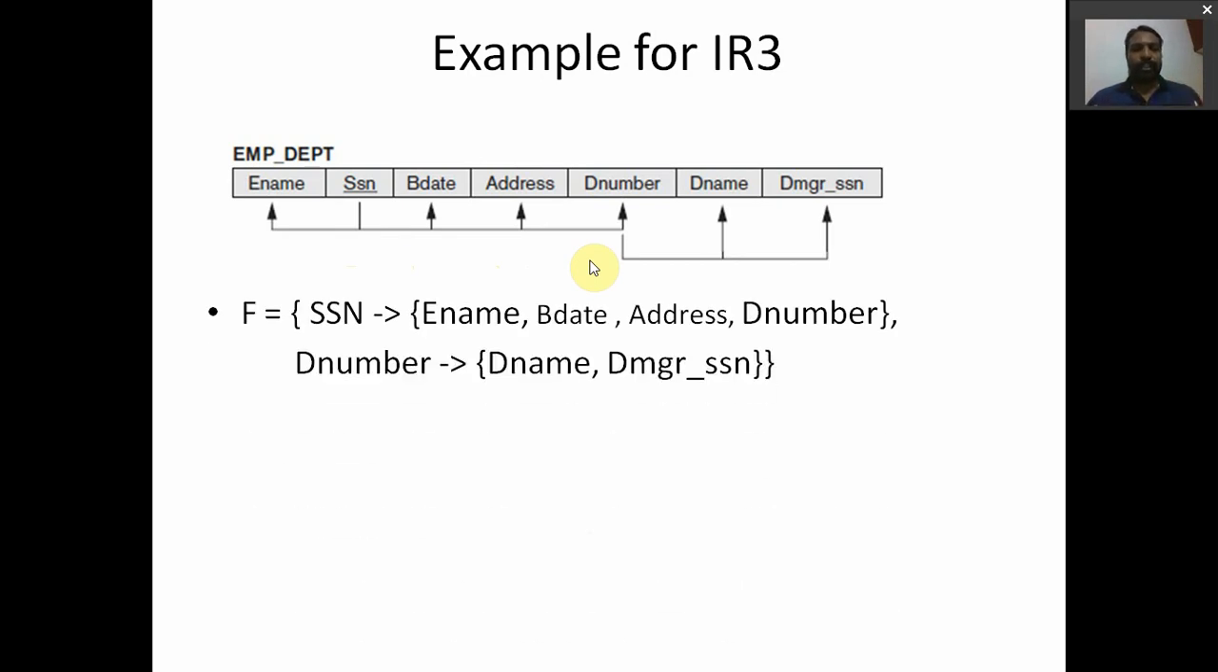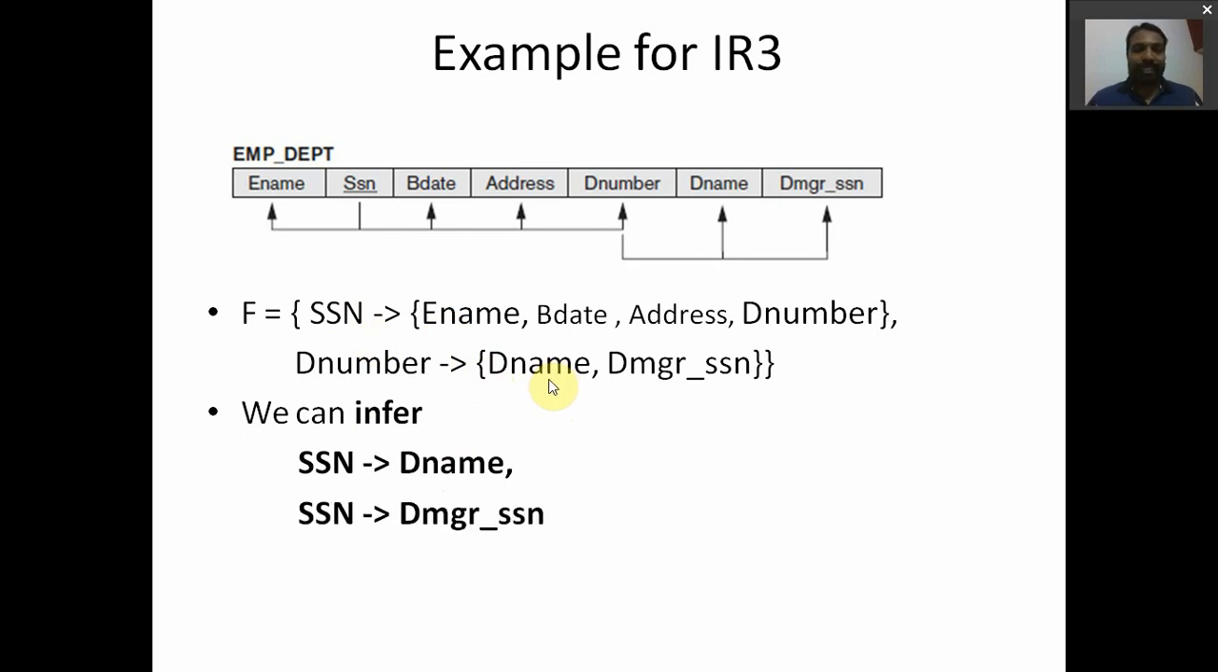In this we have these two functional dependencies: SSN to e name, birth date, address, d number, and d number to d name, manager SSN. We can infer that SSN to d name is there. This is inferred using this transitive rule, and also SSN to d manager SSN, because of the transitive rule. This is x, this is y, and this is z. So x to z will also hold. SSN to d name and SSN to d manager SSN also hold. So this is the transitive rule, or IR3.